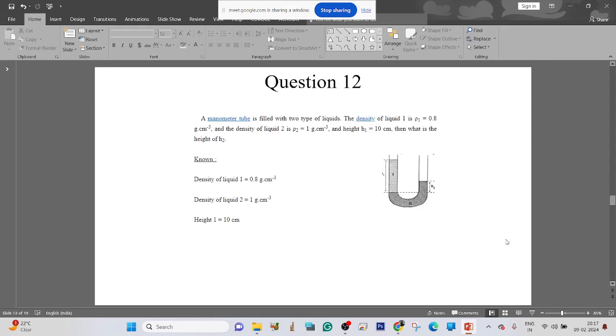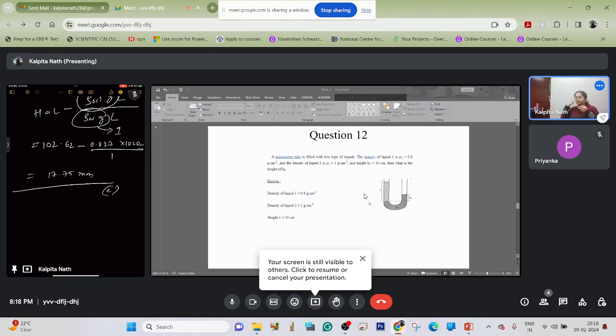A manometer tube is filled with two types of liquids, liquid 1 and 2. It's already given in the diagram. The density of liquid 1 is 0.8 and the density of liquid 2 is 1. So height H1 is 10 centimeter. So what is the height H2? Very simple. We have already done this kind of question. Okay, I'll give you 2 minutes to solve this. I'll come back in 1 minute.